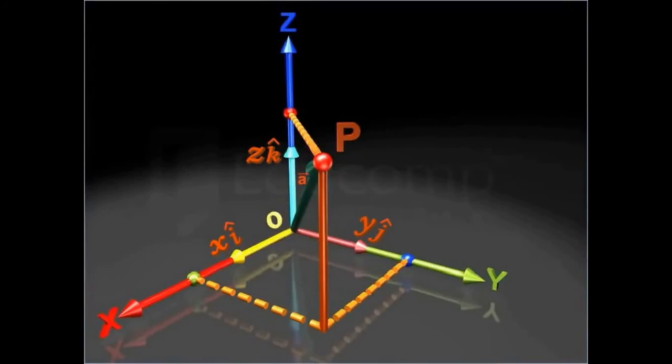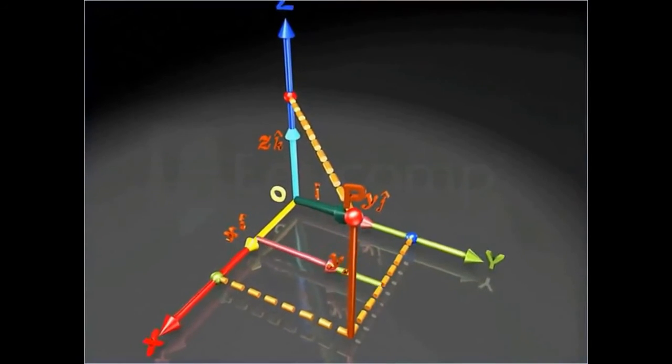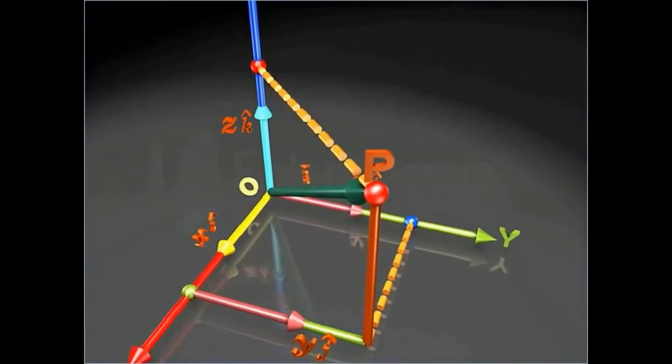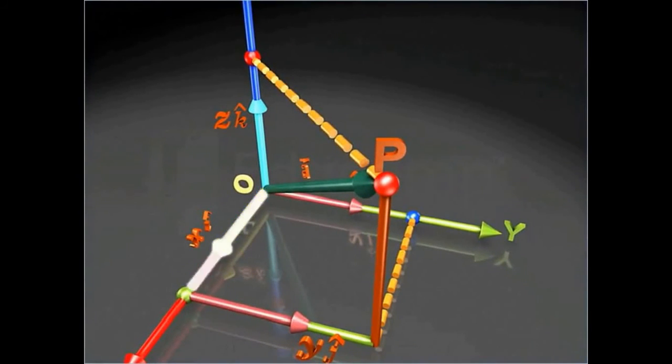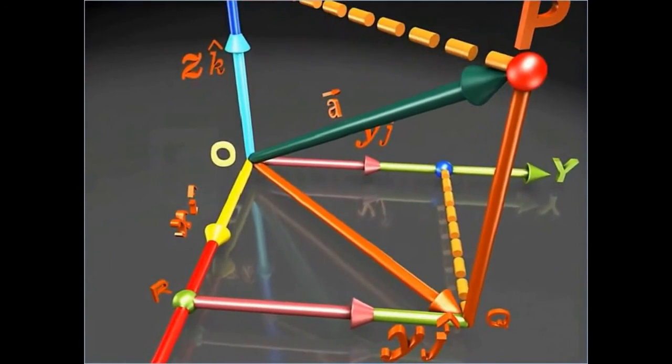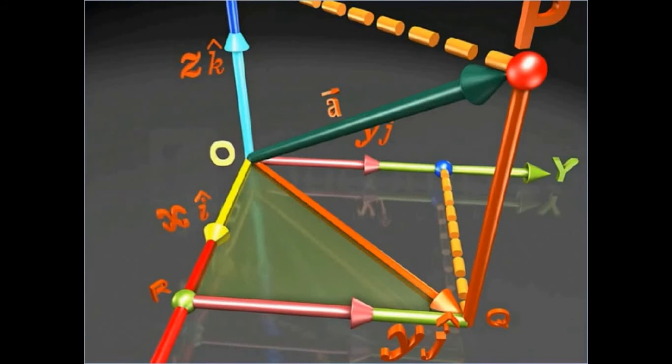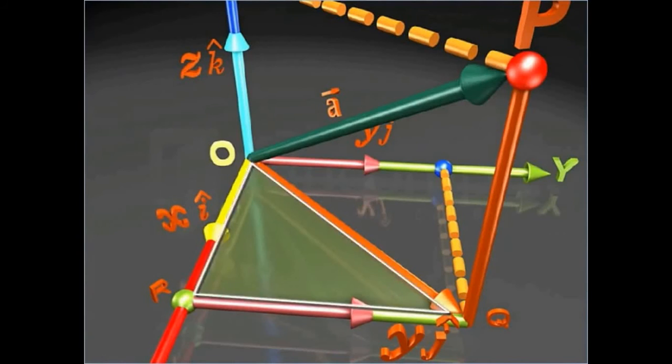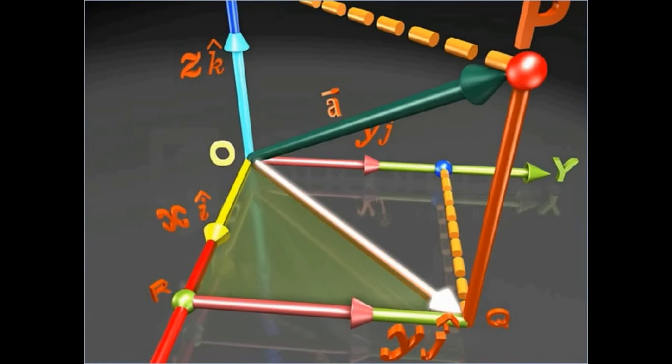Vectors x i cap, y j cap, and z k cap are known as components of vector A. Now, the net displacement between the vectors x i cap and y j cap is given by the vector OQ. Next, look at the triangle ORQ in the xy plane. Applying the triangle law of vector addition to triangle ORQ, we get vector OQ is equal to x i cap plus y j cap.